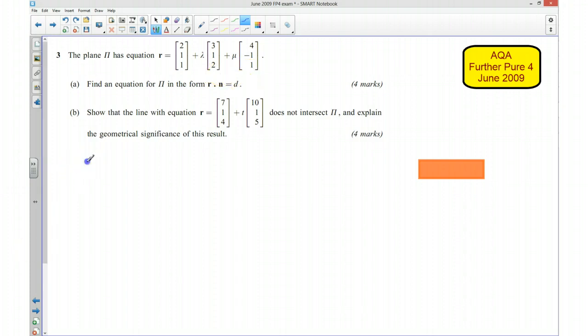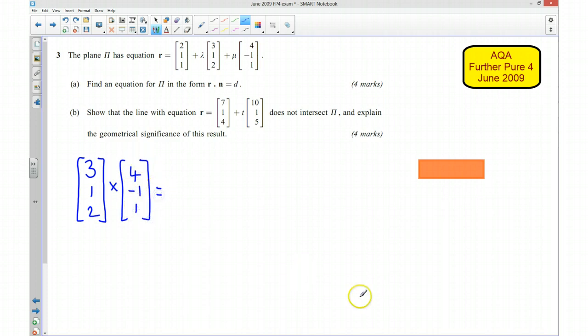So what we are going to do is find the cross product of these two vectors, the two direction vectors that lie on the plane. You might want to have a go at doing this.